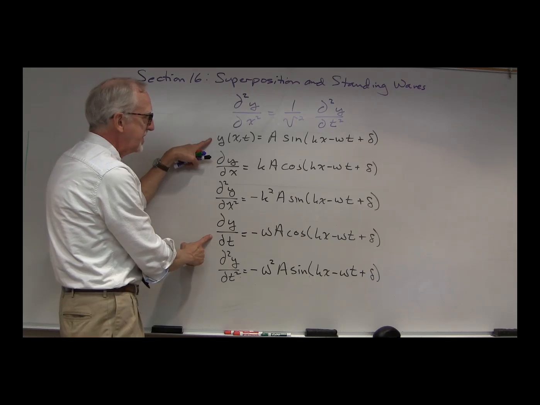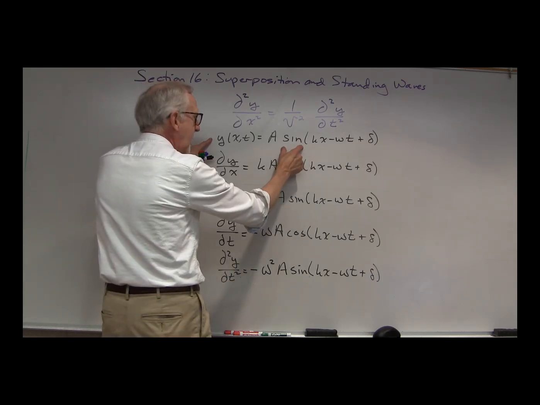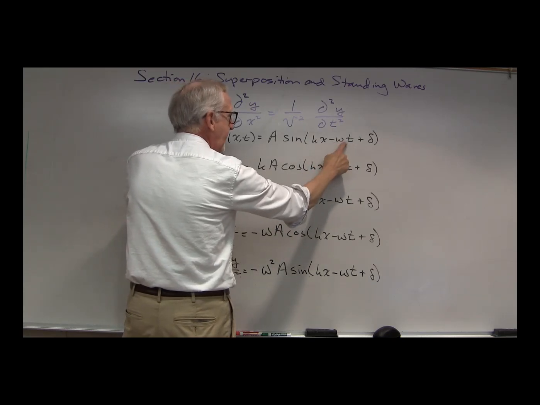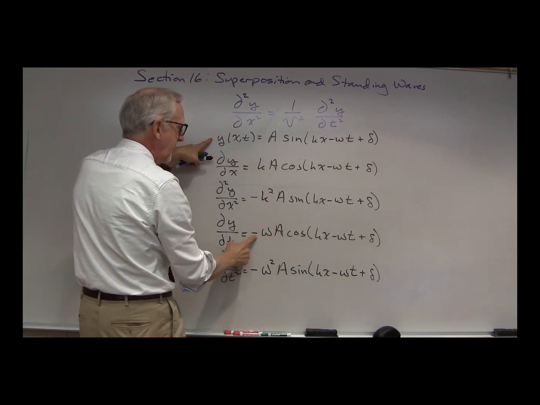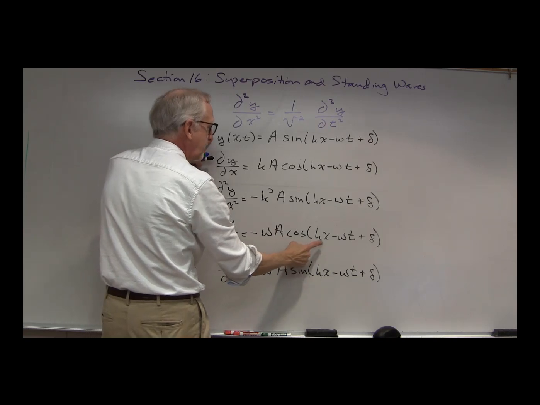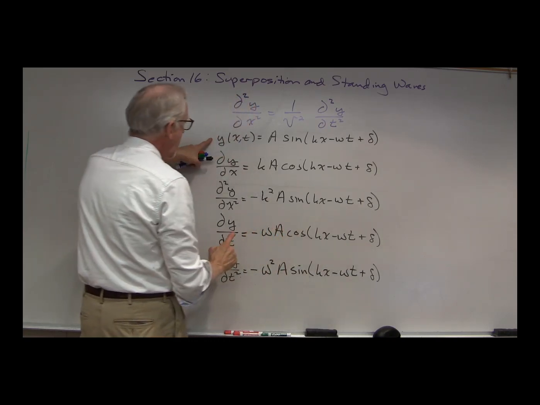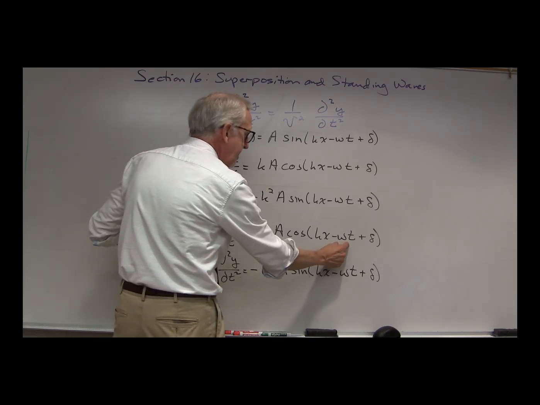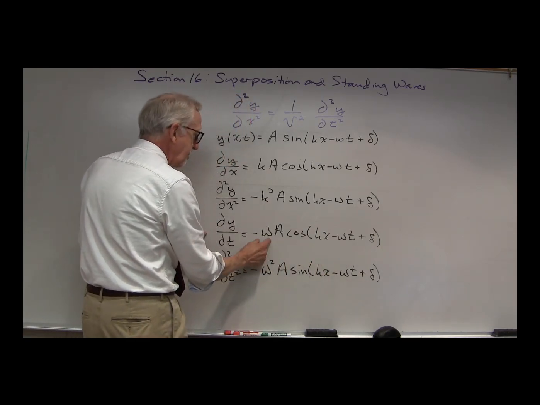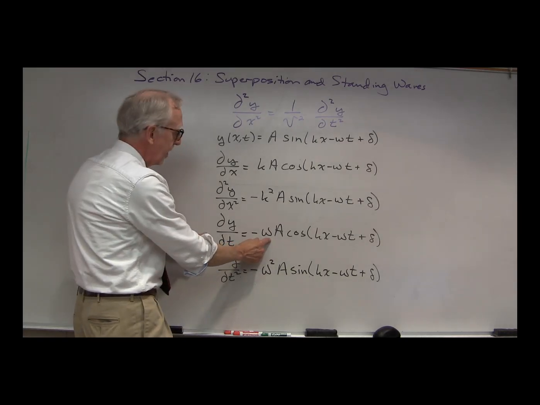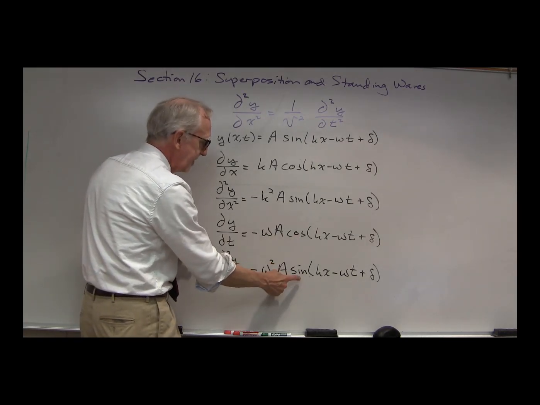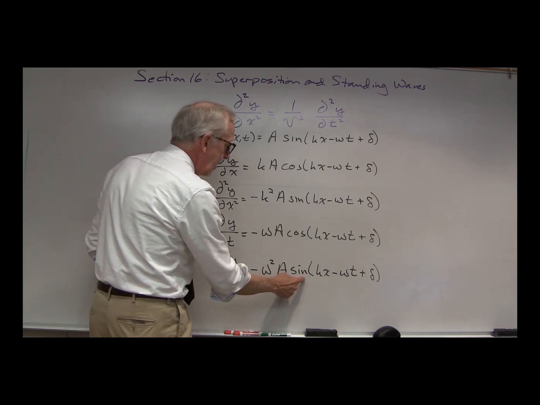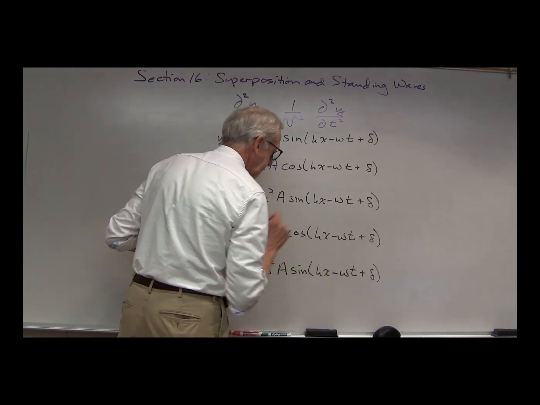And then what's the derivative coming back up here? Differentiating with respect to t. Differentiating sine, we get cosine again, but differentiating the interior brings out a factor of minus omega, so we have minus omega A cos of kx minus omega t plus delta. And then differentiating this one with respect to t again brings out another factor of minus omega. Minus omega times minus omega is omega squared, but the derivative of cosine is negative sine, so we end up with negative omega squared A sine of kx minus omega t plus delta.